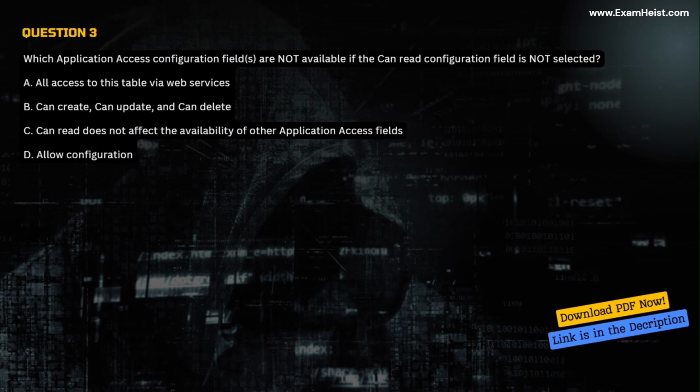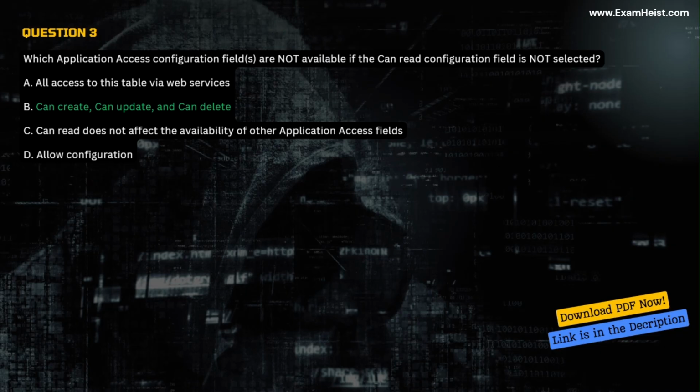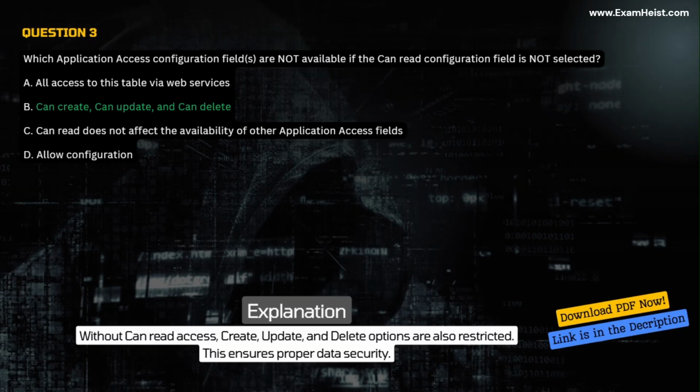Question 3. Which application access configuration fields are not available if the can read configuration field is not selected? A. All access to this table via web services. B. Can create, can update, and can delete. C. Can read does not affect the availability of other application access fields. D. Allow configuration. Correct answer B. Can create, can update, and can delete. Explanation. Without can read access, create, update, and delete options are also restricted. This ensures proper data security.